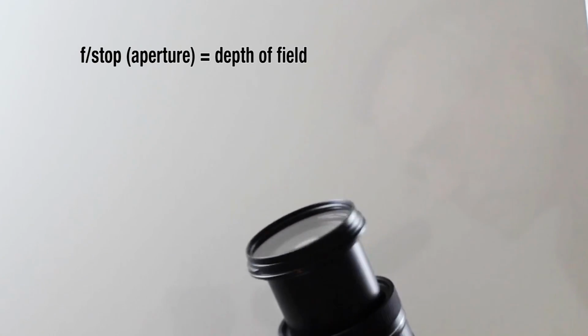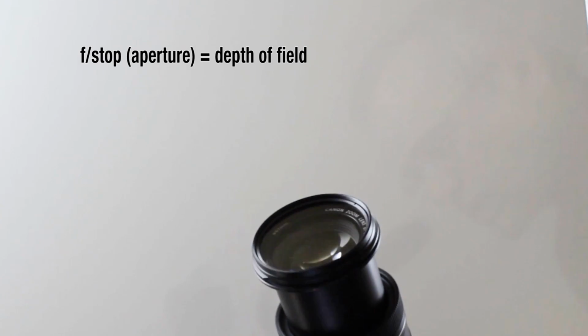Okay, so how do these all fit together? Honestly, it's really simple. F-stop, or aperture, controls depth of field.